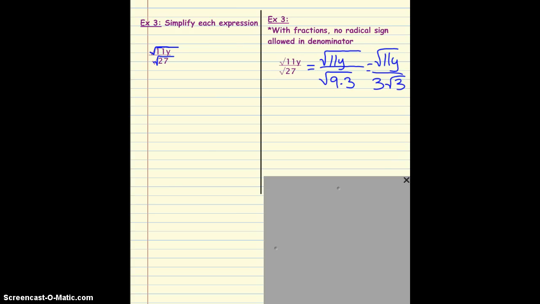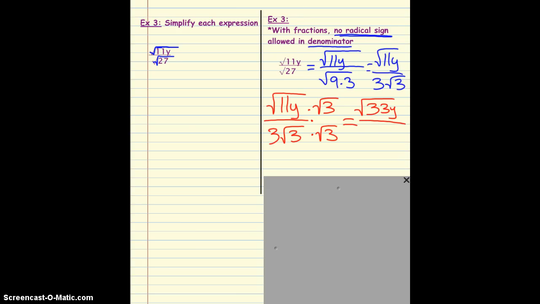And this would just be perfect if it was perfect squares, but it's not. We do have a square root in the bottom, and remember, we can't have radical signs in our denominator. So we actually need to keep going. So if I take my square root of 11y over 3 times the square root of 3, we only need to multiply the denominator by what's in the square root. So we're going to multiply the denominator by square root of 3 and our numerator by square root of 3. Okay? And the numerator is going to give us square root of 33y over, this is kind of cool.